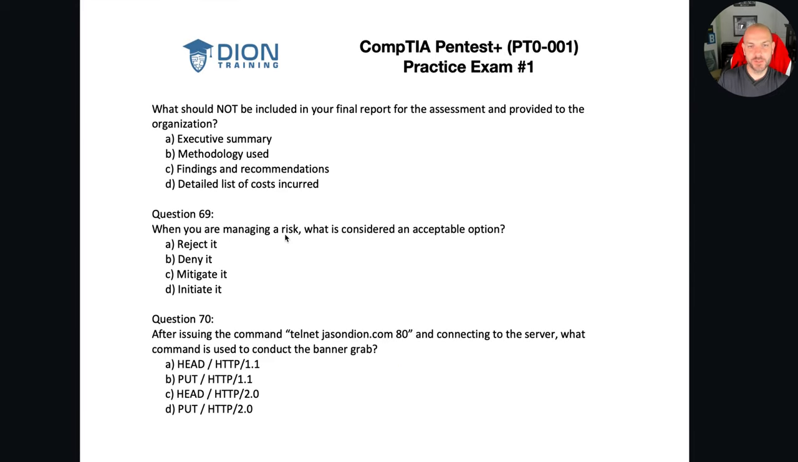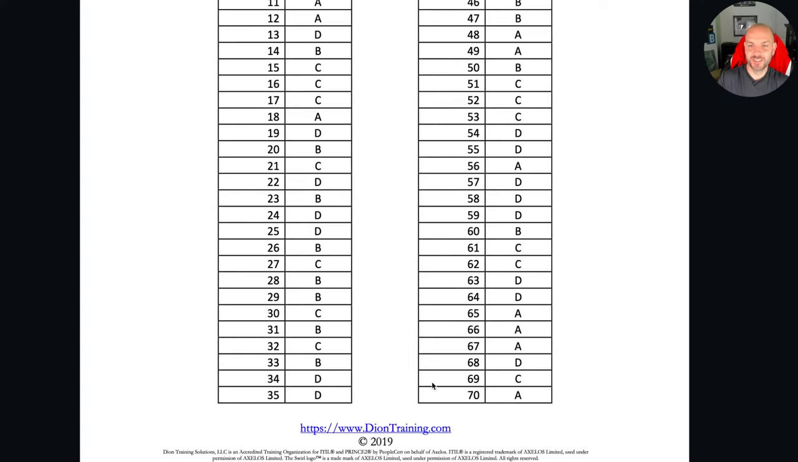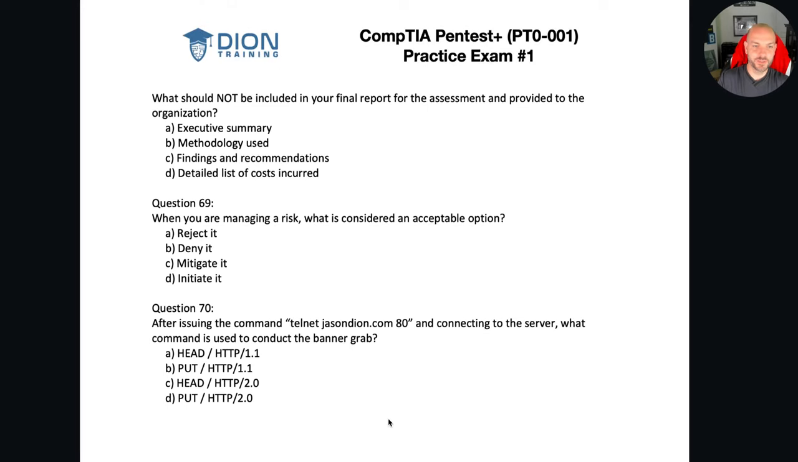When you are managing a risk, what is considered an acceptable option? Reject it, deny it, mitigate it, initiate it. This makes no sense except for mitigate. So let's go 69C. All right, and the last question.